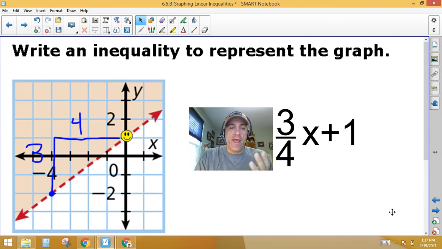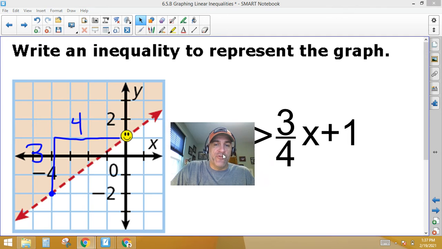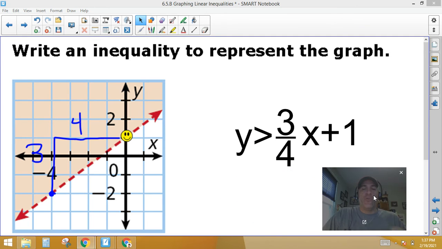Is it solid or dashed? It's dashed. Does that mean or equal to or not? And am I shaded above it or below it? Shaded above it. Since I'm shaded above it, it's going to have to be a greater than or equal to. And since it's dashed, it's just going to be greater than. So y is going to be greater than 3/4 x plus 1.